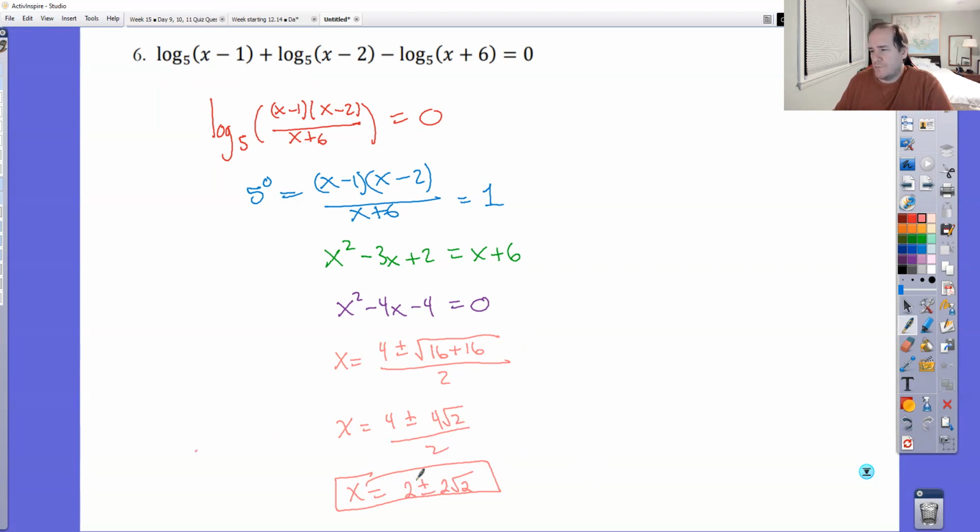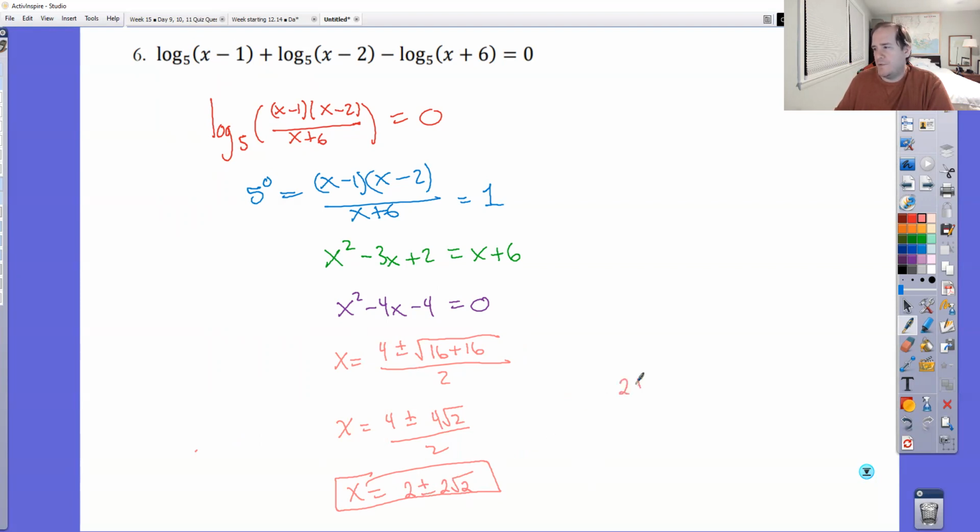2 root 2 is clearly bigger than 2. So 2 minus 2 root 2 is clearly negative. And then a negative thing, take away even more, is more negative. So the minus version definitely fails for us.